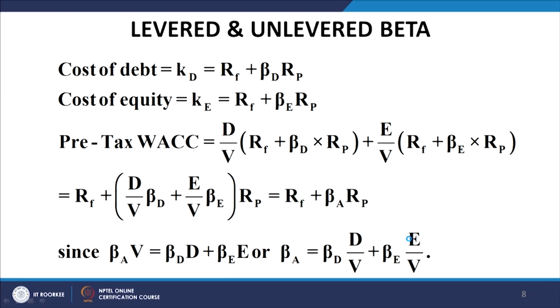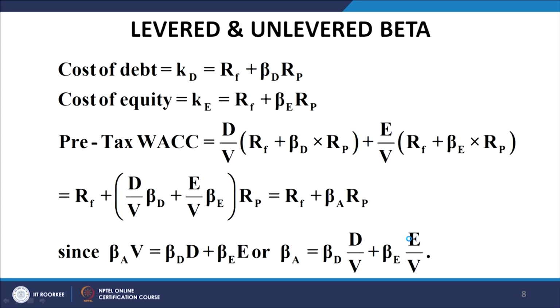We end up with a relationship with beta A. Beta A is the unlevered beta. It is also called the asset beta. So beta A is the asset beta, which is independent of the capital structure. This is in fact the pre-tax WACC of the betas of the company, where we are using beta E as the levered beta.